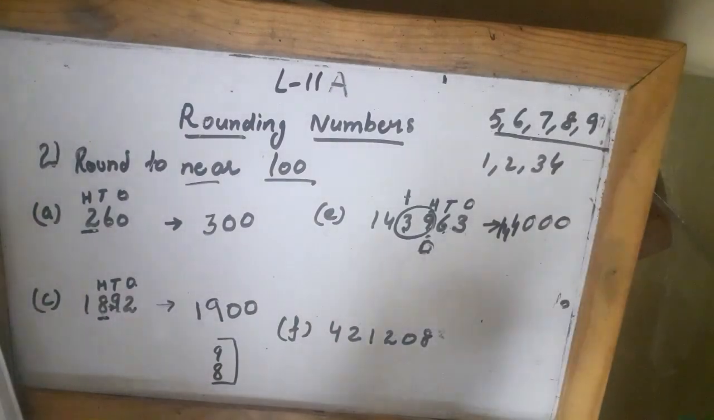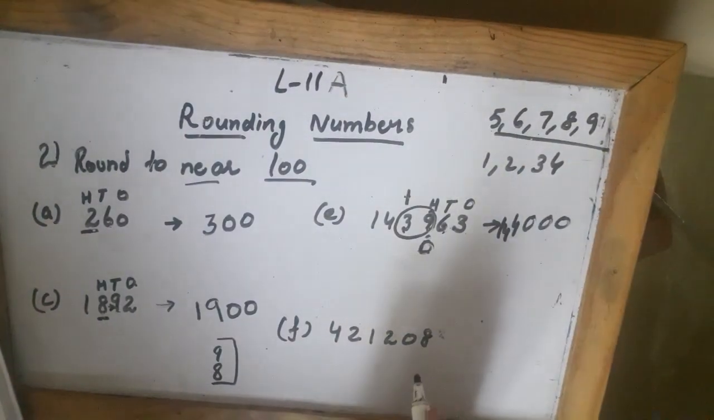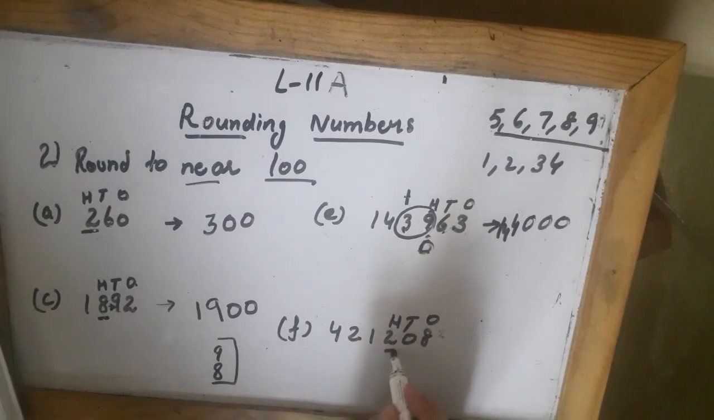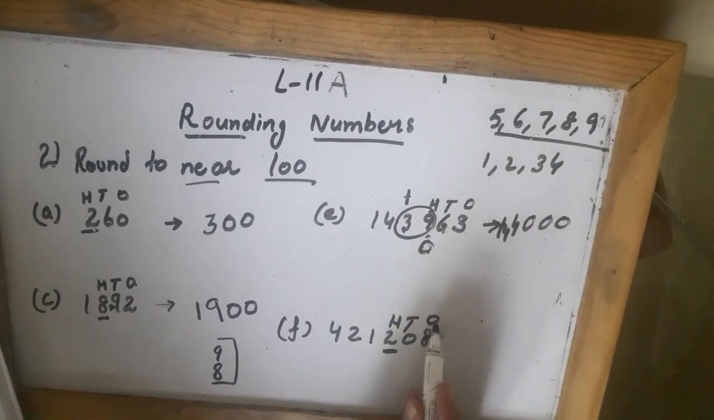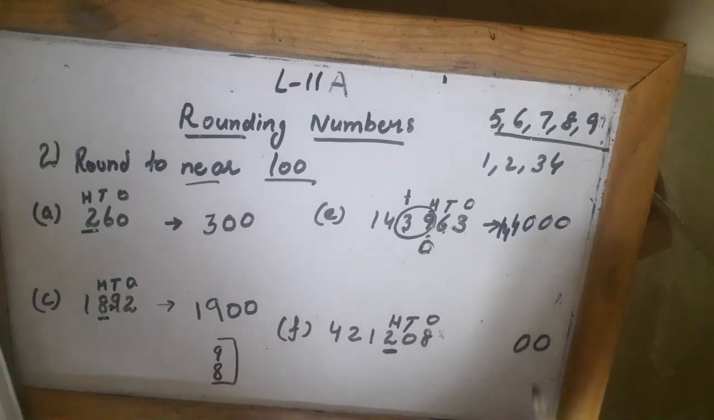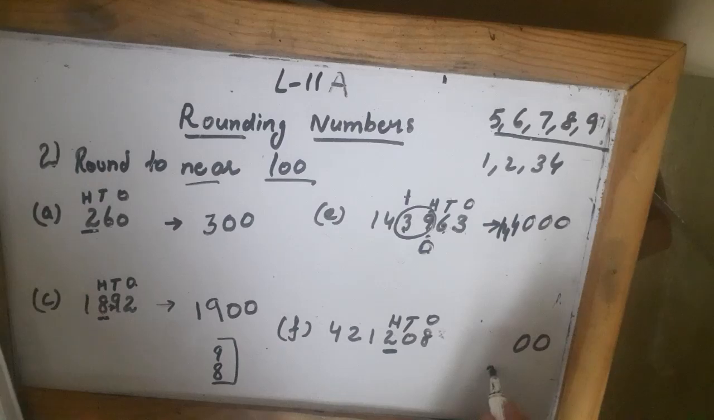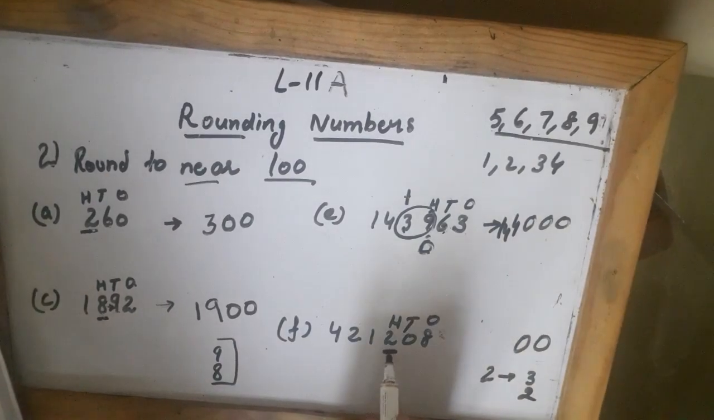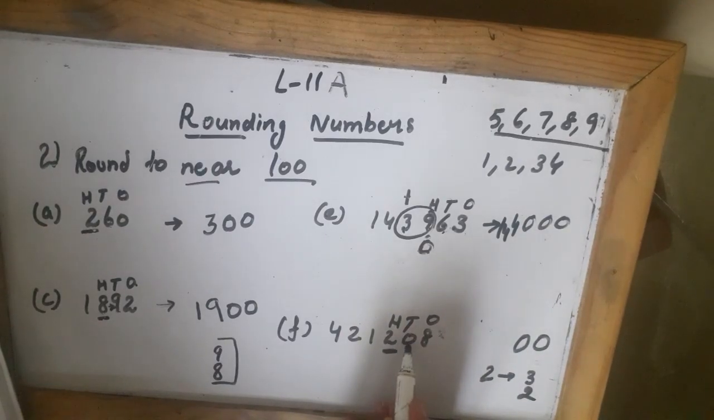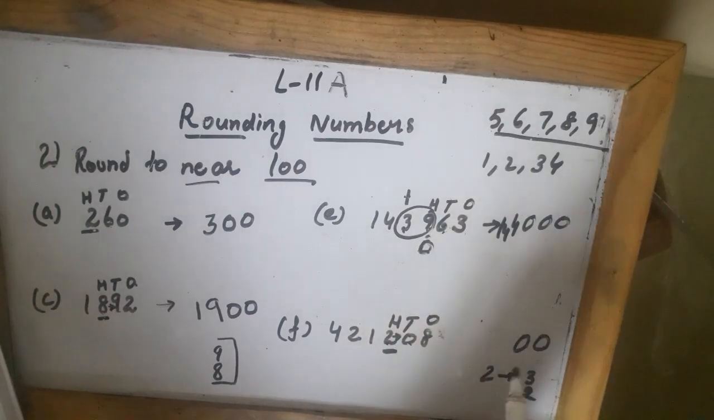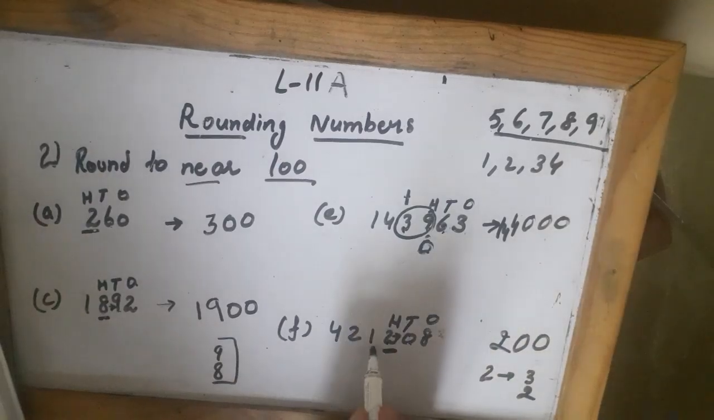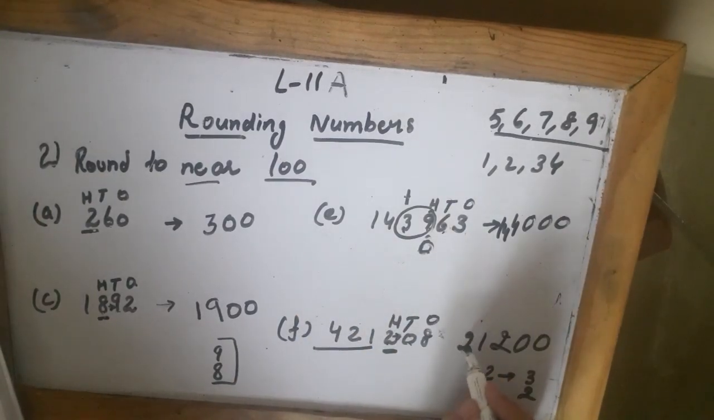Now come to the F part, which is the 100s place. 1s, 10s, 100s. So this is the 100s place. The digits at the 1s and 10s place both will become 0. Now we have to decide about this 100s place. Either 2 will become 3 or it will remain the same. How will I decide? I will look to the immediate right of 2 at the tens place. It's 0, which is less than 5. It means 2 will remain the same, and to the left, the numbers will remain the same.